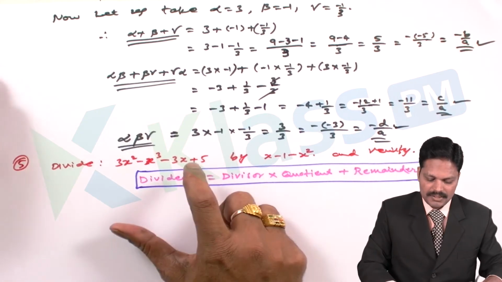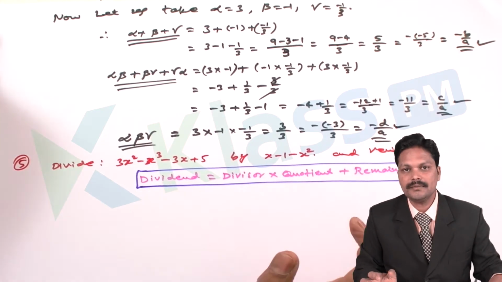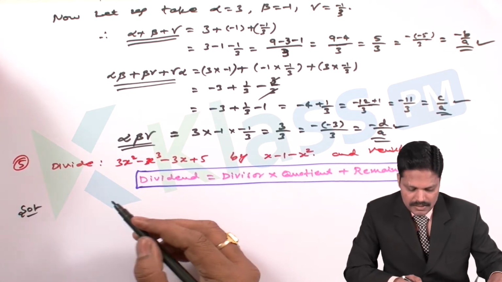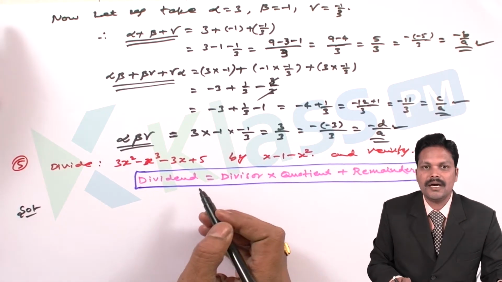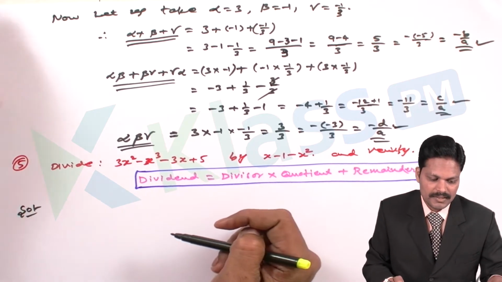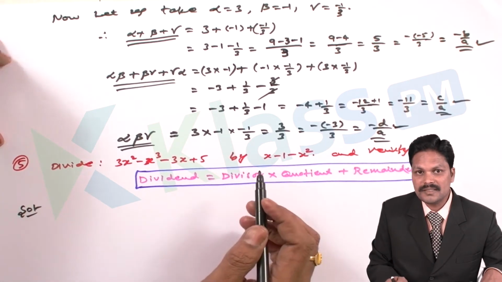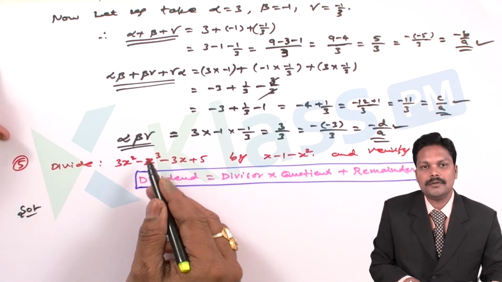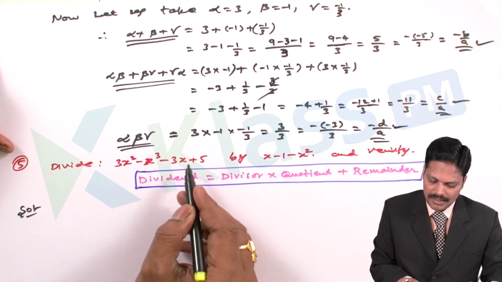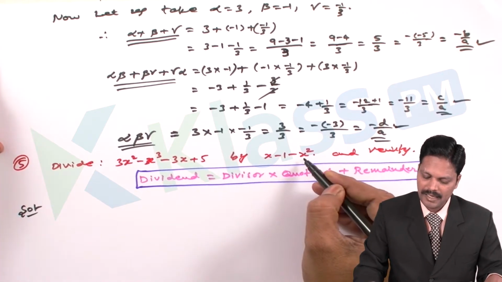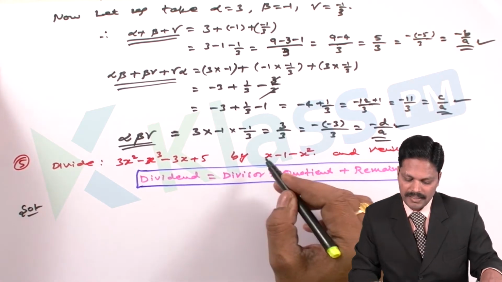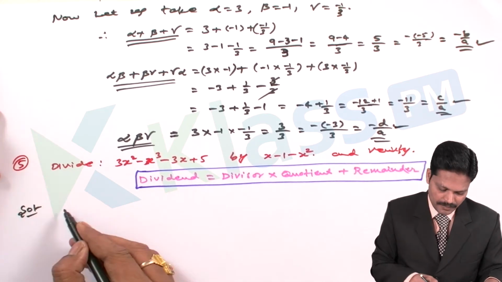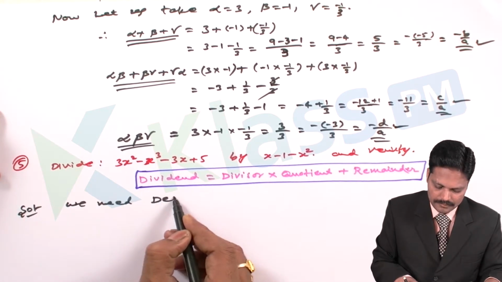He is asking to divide the first polynomial by the second polynomial. How should we divide? Before dividing the polynomials, we need to check whether they are in order or not, meaning they should be in decreasing order or increasing order, and not in any zigzag manner. Here we need the x cube term first, then x square, then x and the constant term. Here also the divisor is in zigzag manner, x minus 1 minus x square. We need to convert this into decreasing order first.